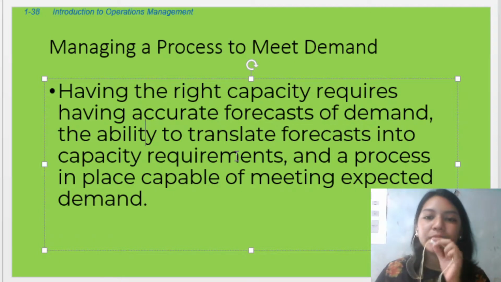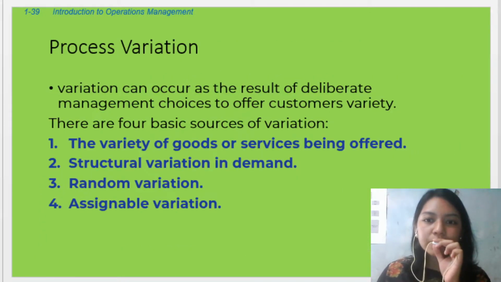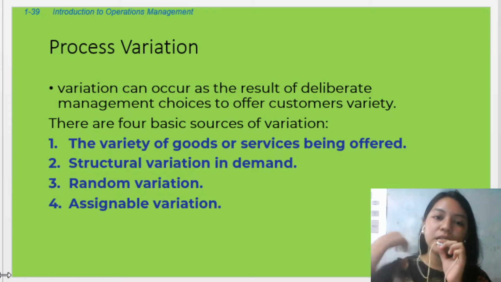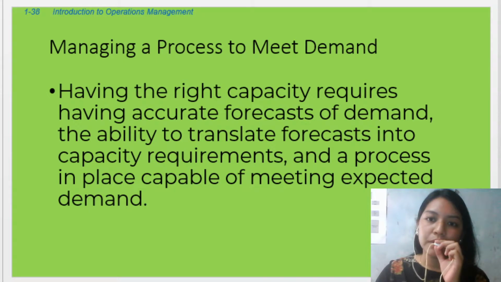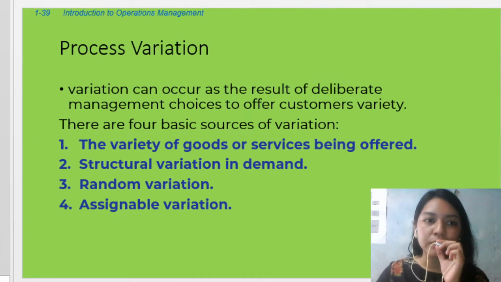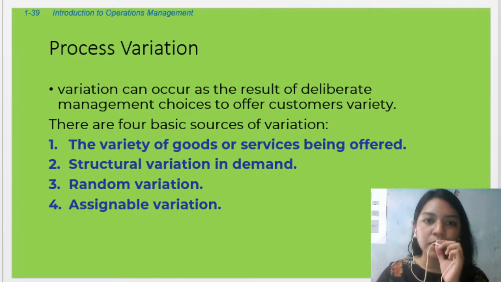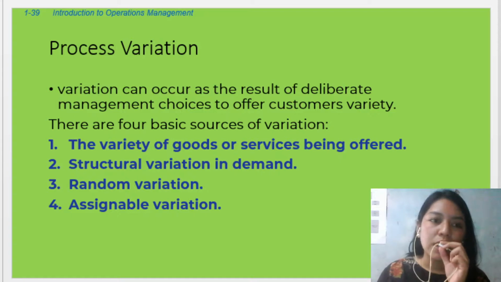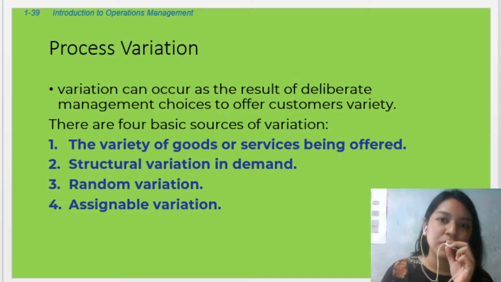Okay. Next is process variation. Kanina, it's managing a process to meet demand. Second aspect of process management is process variation. When we say variation, yung pagkakaiba. Okay? Variation yung pagkakaiba-iba. So, nangyayari yung variation as a result of the management decisions.